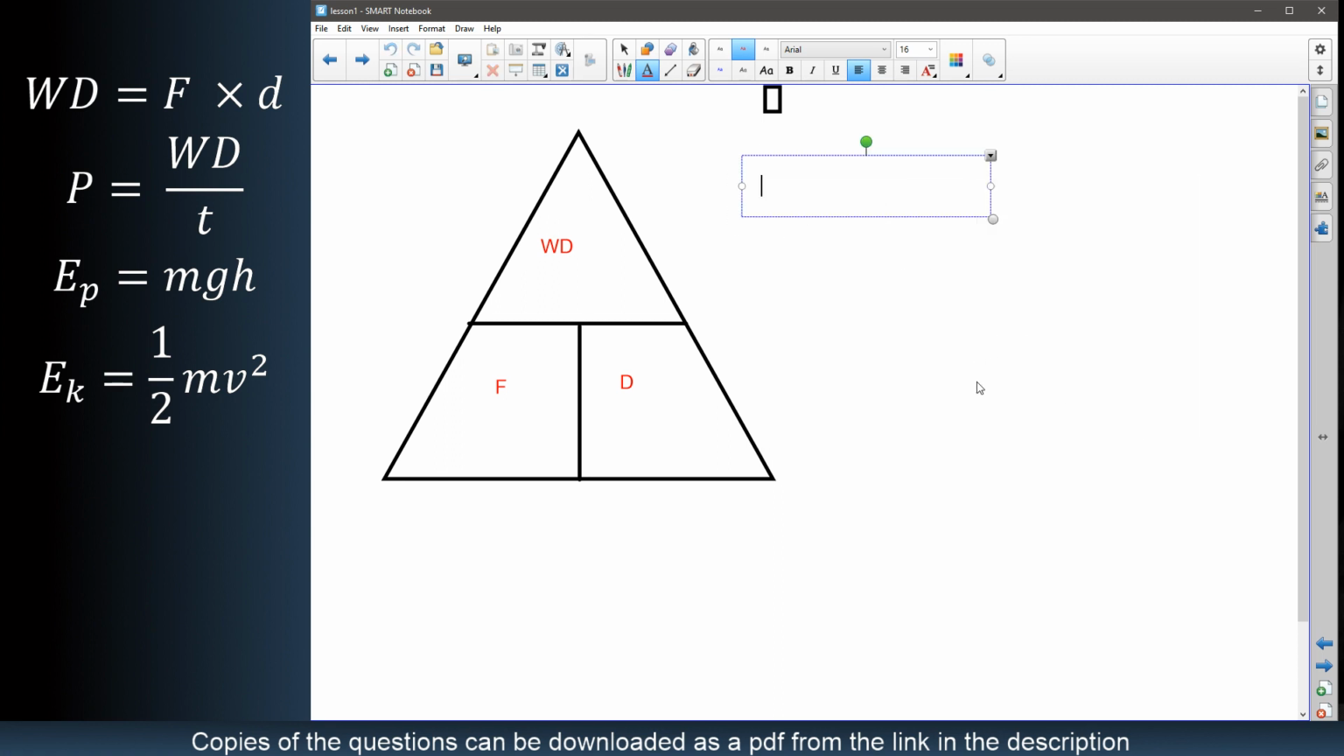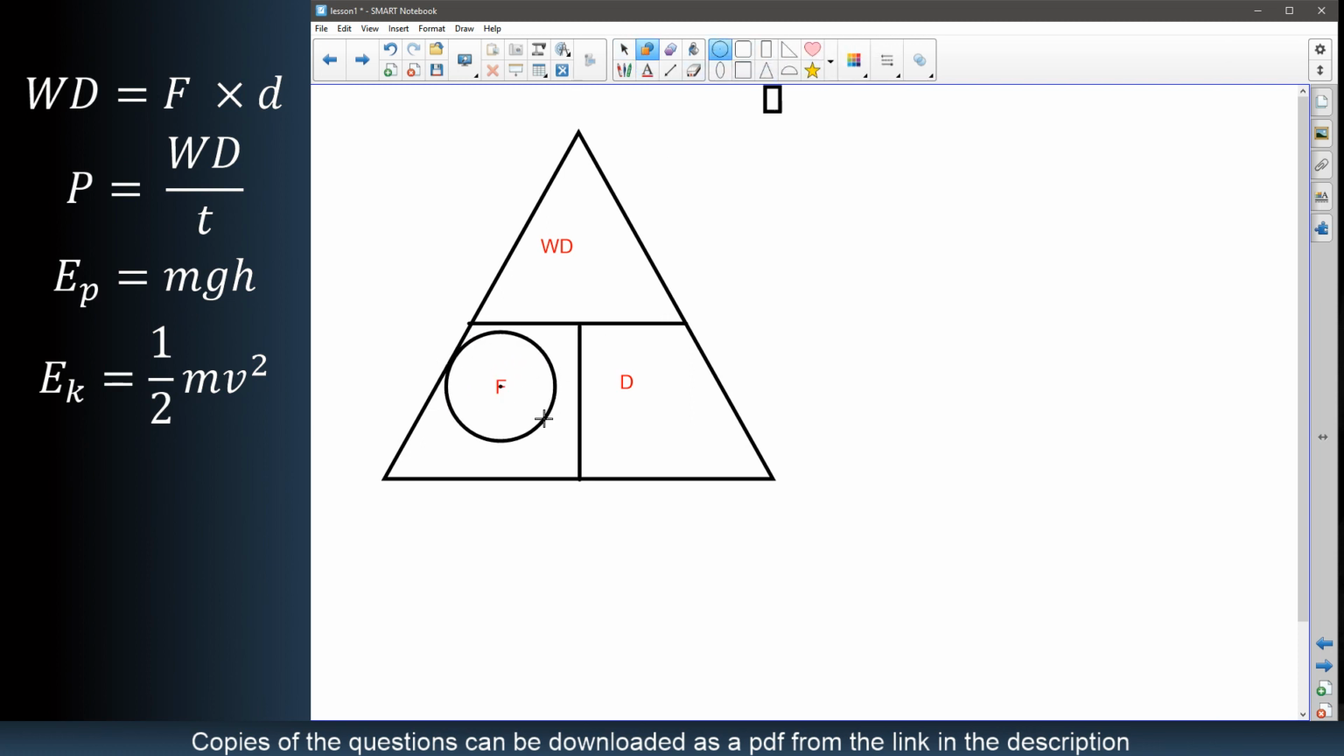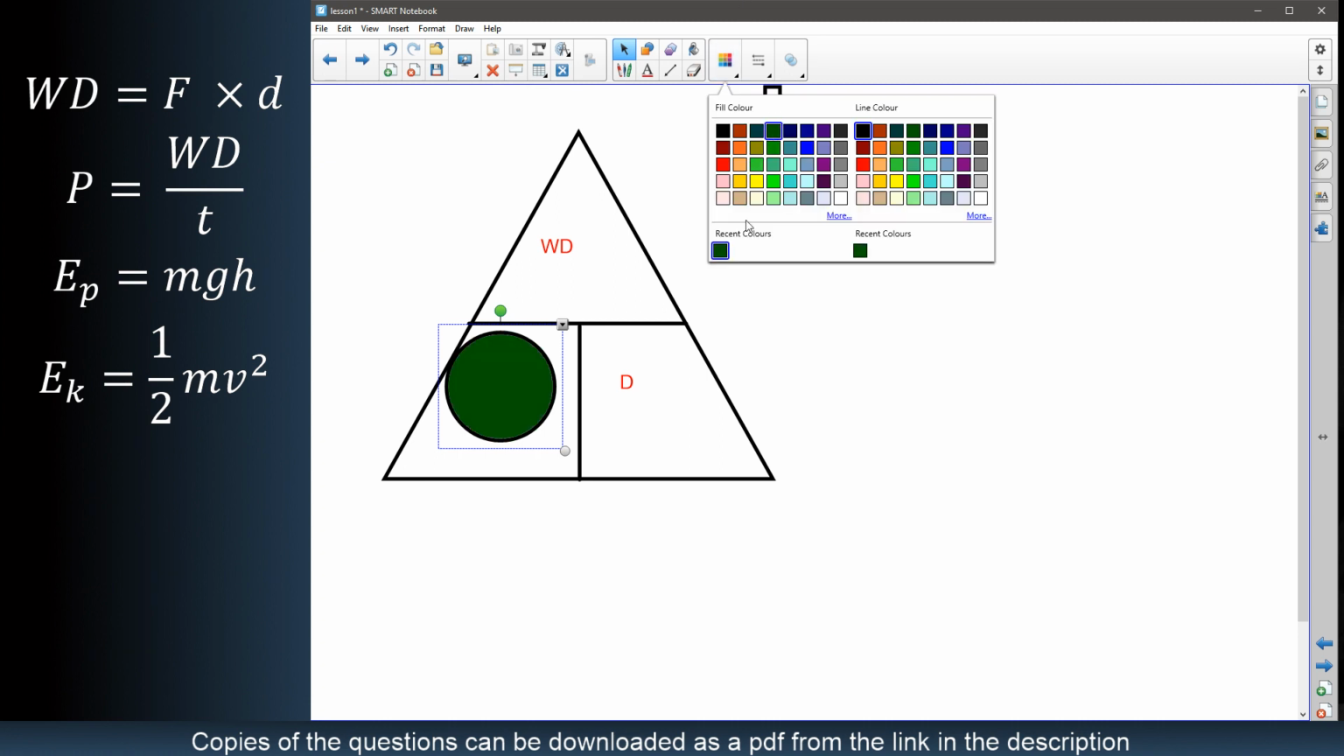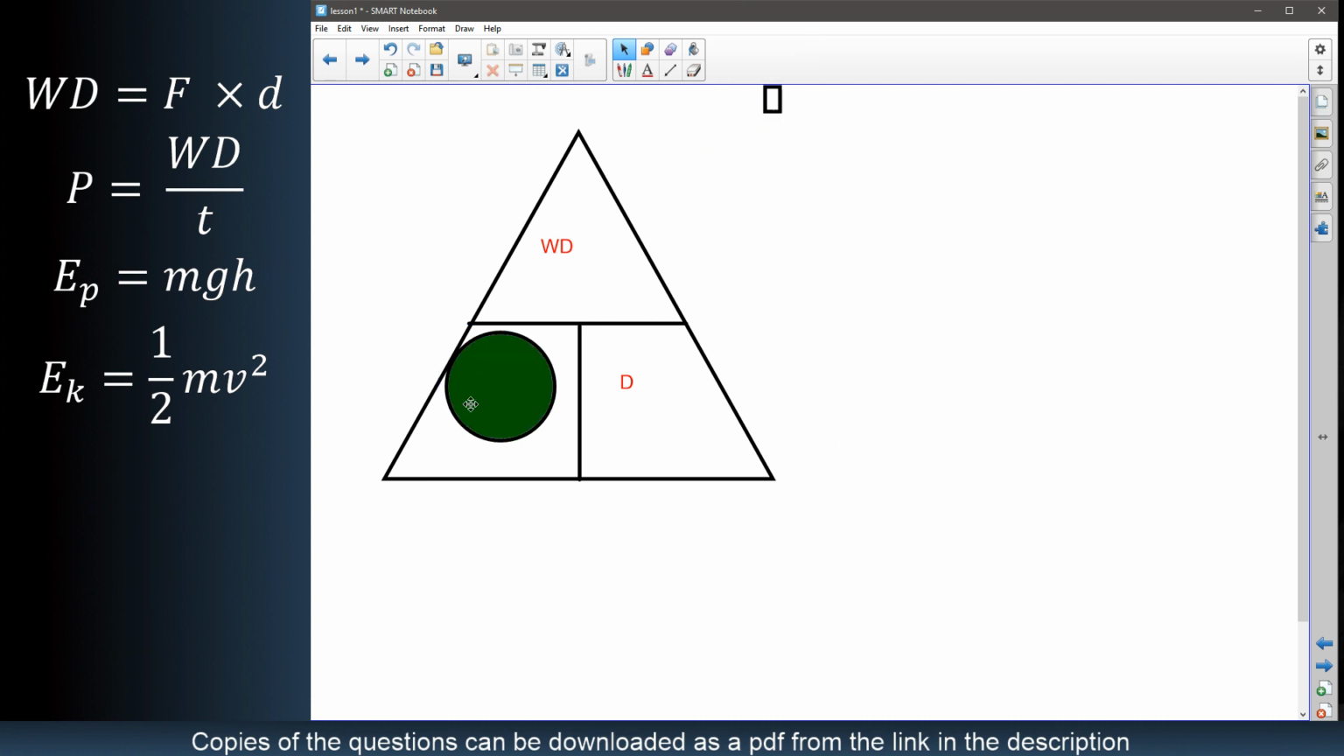So if I want to create an equation for this, if I've been given the work done and I want to find the force, then I cover up, with no whiteboard to play with, so I'll make a little circle and I'll fill it in. Okay. So if I want to find force, then I cover up the F and I'm left with WD over D. So the force applied is going to equal the work done divided by the distance travelled.